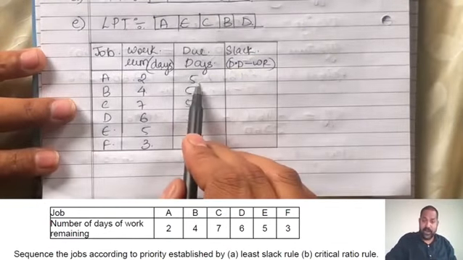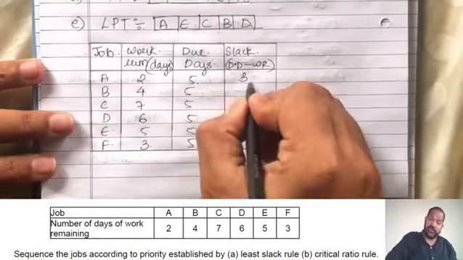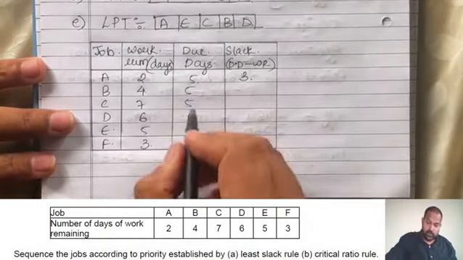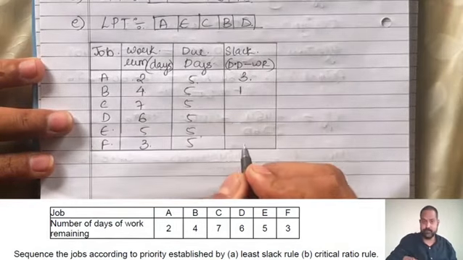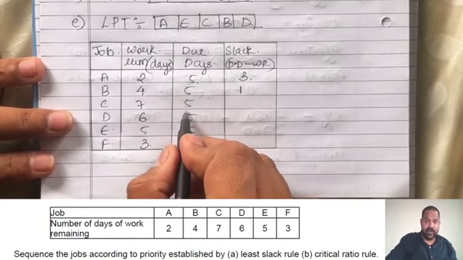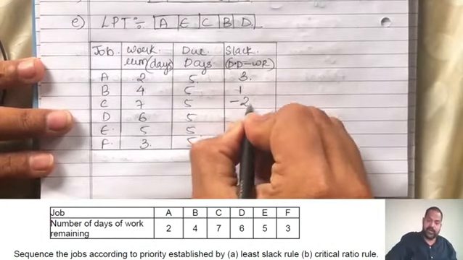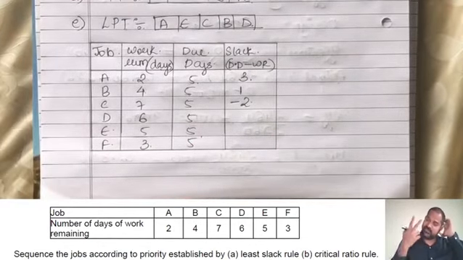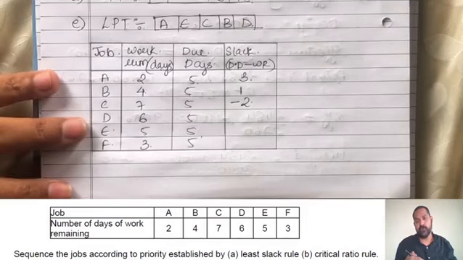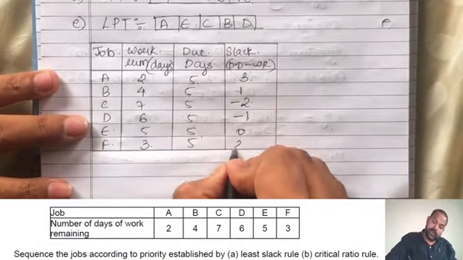The job is due in 5 days and the work remaining is for 2 days, which means I still have 3 days to slack. Job is due in 5, work remaining is 4 days, 1 day to slack. Job is due in 5 days and the work pending is for 7 days. I am already a negative 2 days. I am already 2 days short. So even if I start today, there will still be 2 days worth work pending. -1, 0 and 2.